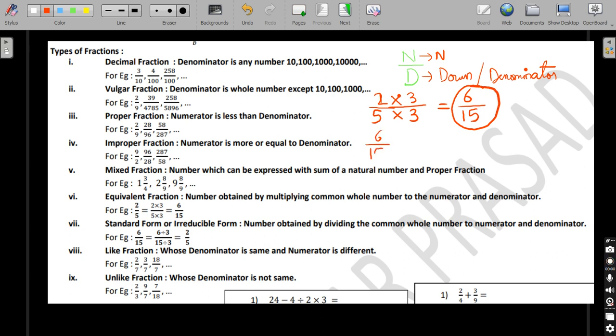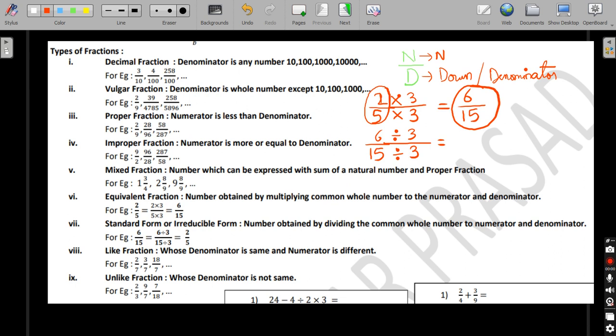6 by 15, students. Now if I need to convert into standard form, then how will I convert? Standard form means again I need to bring it back to its original form, 2 by 5. Then what I will do, students, is whatever number I have multiplied by, I will divide by that number here.